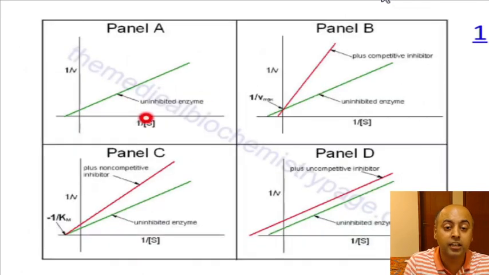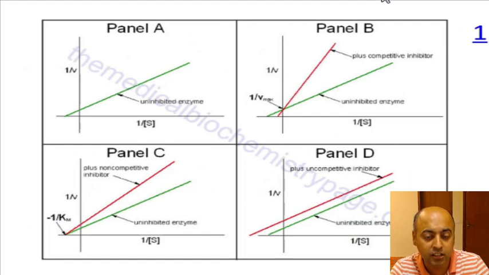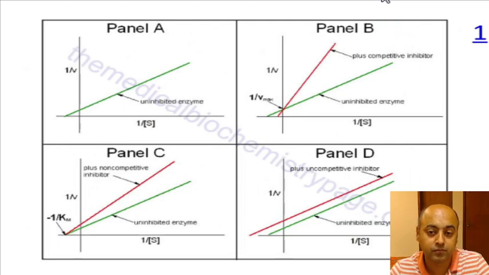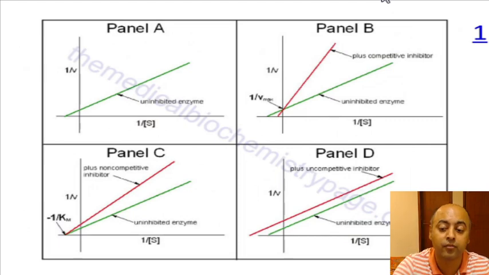This is the uninhibited normal graph. The green color is the normal graph. Now look at panel B. In panel B, what do you see? There is a regular uninhibited graph. And then we have a second graph which is different from the regular uninhibited graph.